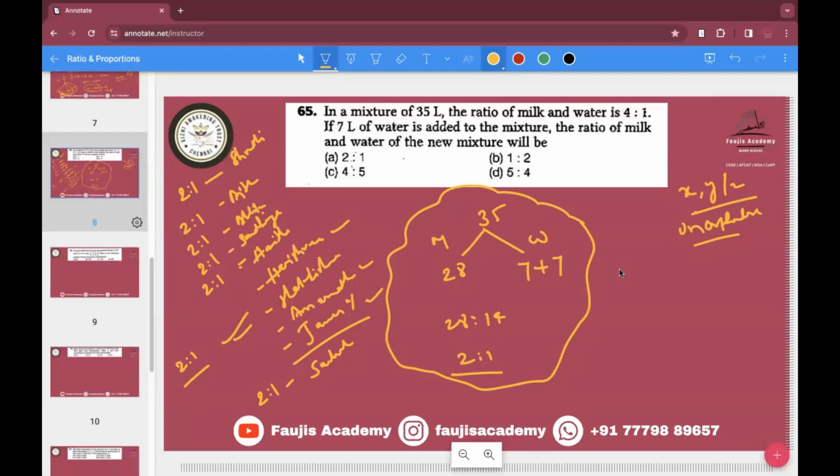First, you have to try without using your pen. But if the urge of picking up the pen is too much, do not hold yourself. Pick up your pen and write. Fiddle around. What is that? 35. How much milk, water? Milk is 28, water is 7. 7 liters of water is added. How much is that? 7 more. 28 was the milk. Milk will remain the same, water will become 7 more. That is 14. 1:2. That's it, that is the answer.